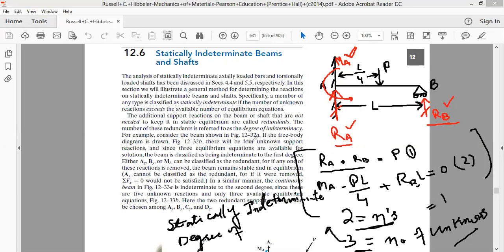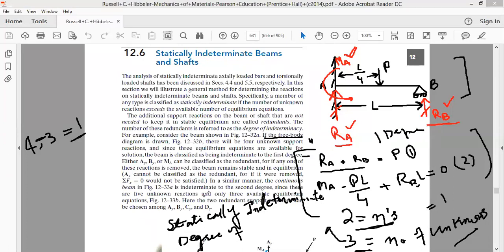As is given here, in the free body diagram, there will be 4 unknowns, and there are 3 equilibrium equations. The beam is classified as indeterminate of first degree. As we'll see in the coming examples, sometimes we'll be having 4 unknowns and 3 equations of equilibrium. So we say that the degree of indeterminacy is 1, as in the case of this cantilever beam, which is supported at the free end.